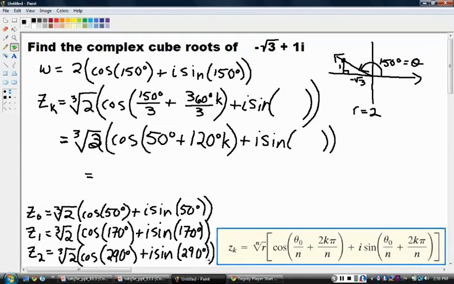If I cube any one of those answers, I'm going to get 150 degrees. So you might be thinking, well, if I multiply 170 by 3, it doesn't give me 150, but it will give you an angle that's coterminal with 150. And then we can just subtract 360 from that, and you should be in the same place. So you can check those. Multiply each of those angles by 3, and what are you going to get? An angle that's in the same place as 150.